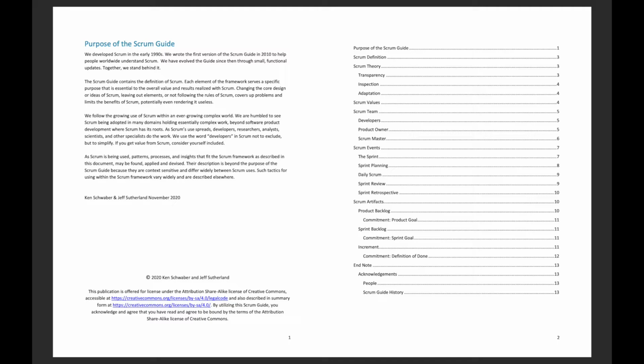As Scrum is being used, patterns, processes, and insights that fit the Scrum framework as described in this document may be found, applied, and devised. Their description is beyond the purpose of the Scrum Guide because they are context sensitive and differ widely between Scrum users. Such tactics for using within the Scrum framework vary widely and are described elsewhere.